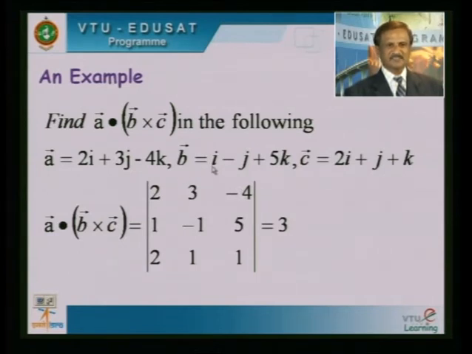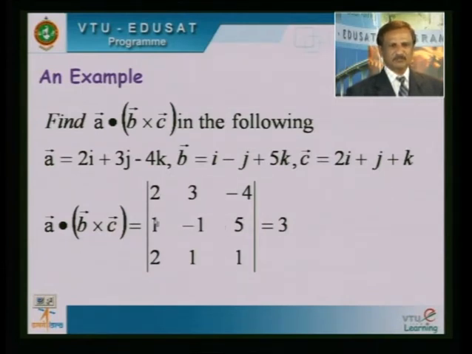Similarly, in the other vector, the coefficient of i is 1, the coefficient of j is minus 1, what I have written here, and the coefficient of k is 5. Is it clear? And similarly, the coefficients of i, j, k in the last vector, namely 2, 1, 1, I have written 2, 1, 1. And you have to expand this determinant, the expansion is already known, is it clear?